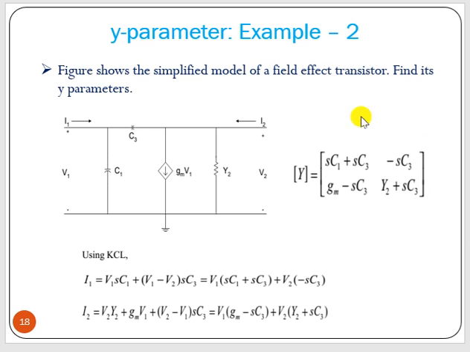Now say for this particular circuit, this is a simplified model of a field effect transistor. We have gmV1, the capacitances, and the output impedance or admittance value Y2. Now, if we apply KCL at point 1, what can you write? I1 is nothing but this current and this current. Now, this current is what? The voltage across is V1, so V1 by Xc.